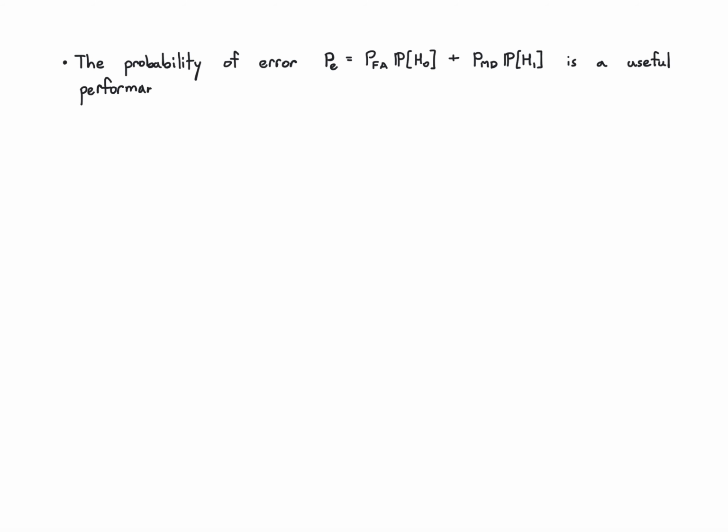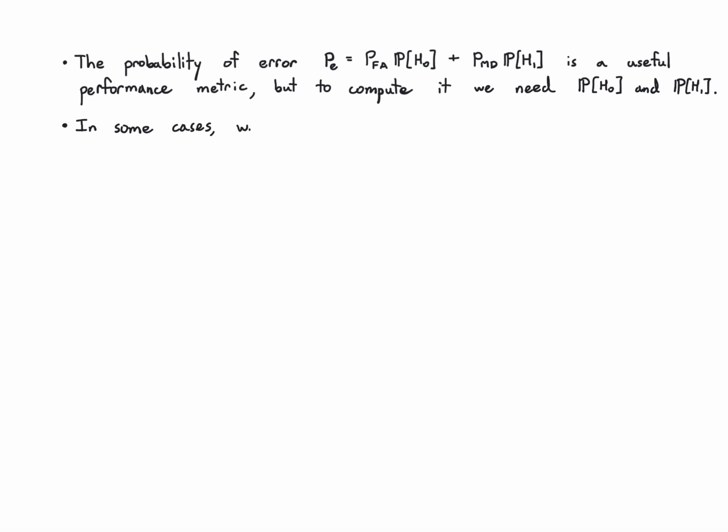Okay, so that kind of brings us to this question. So I have the probability of error. That's what we've been working with. It's the probability of false alarm times probability of h0 plus probability of misdetection times probability of h1. That's a very useful performance metric. There are places where that's the thing that makes sense. But okay, here's one problem. In order to compute it and optimize against it, I need to know the probabilities of the hypotheses.